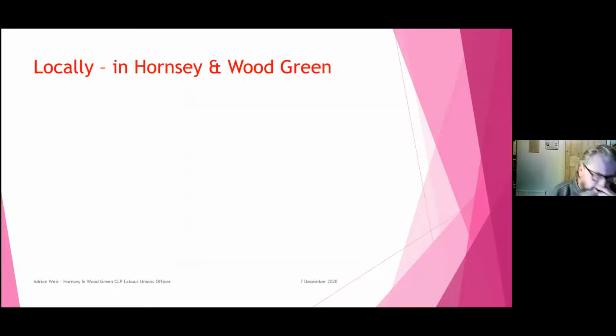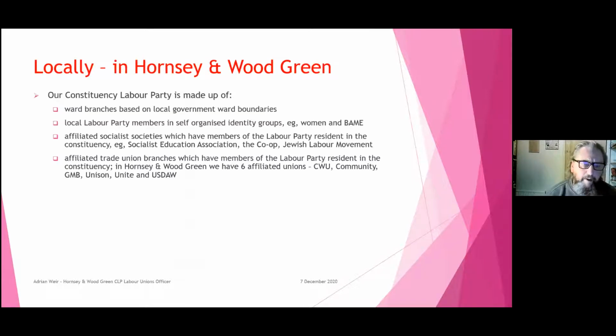So the second point I wanted to just touch on then was about how the party works locally here in Hornsey and Wood Green. So our constituency Labour Party is made up of 4 elements, really. There are the ward branches, which are based on local government ward boundaries. There are local Labour Party members in self-organised identity groups, the Women's Forum and the Black, Asian and Minority Ethnic Forum.